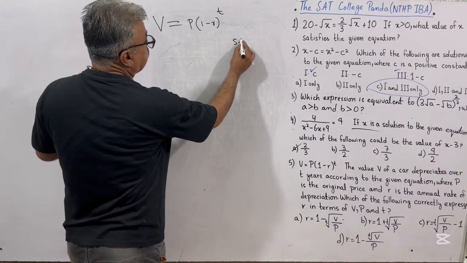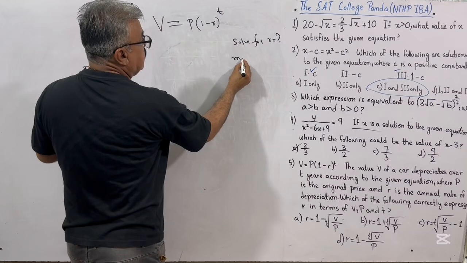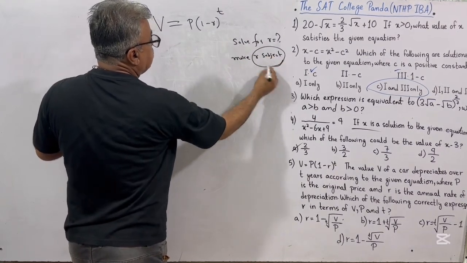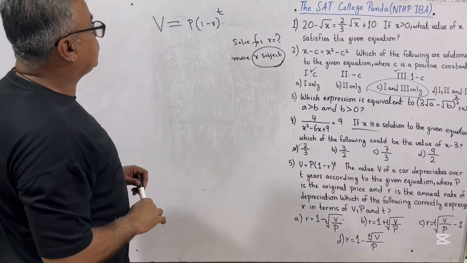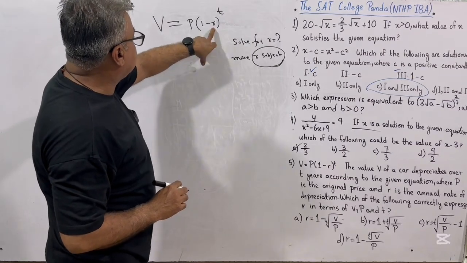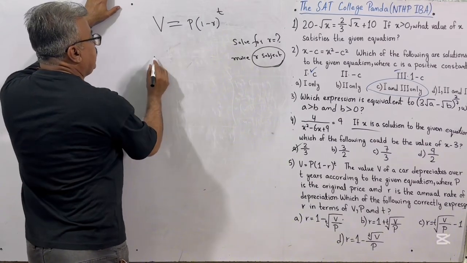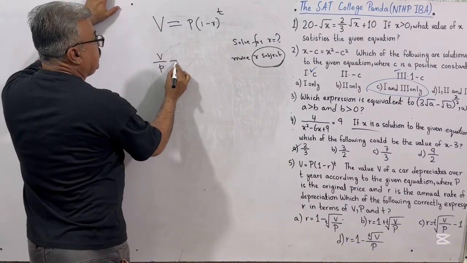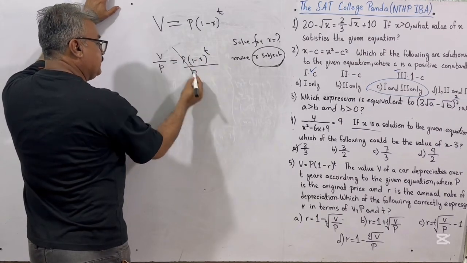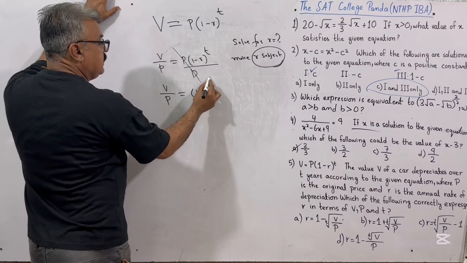Solve for r. R means rate. Make r the subject. We are interested in the value of r in terms of v, p, t. How to deal with this? Dividing by p, we have v over p is equal to p times 1 minus r raised t divided by p. Cancelled out. We have v over p is equal to 1 minus r raised t.